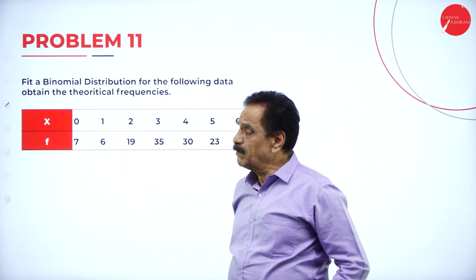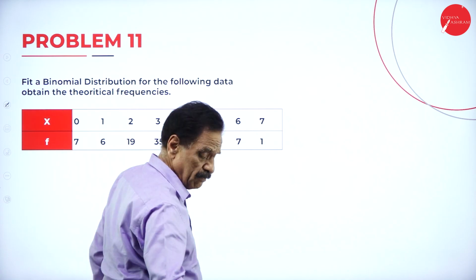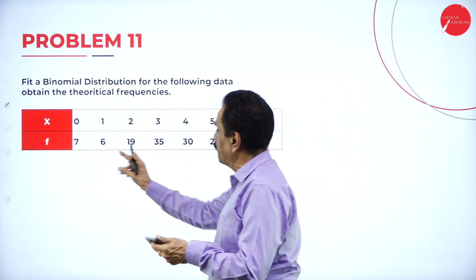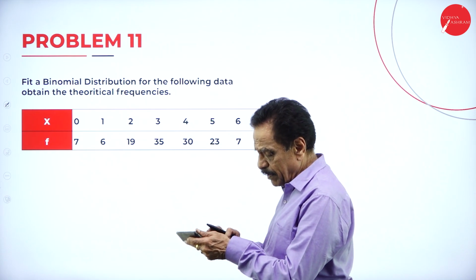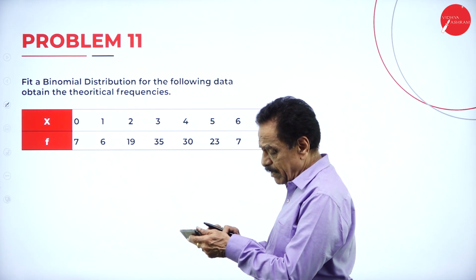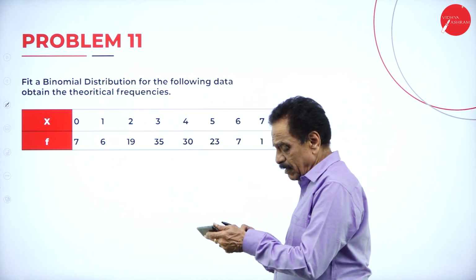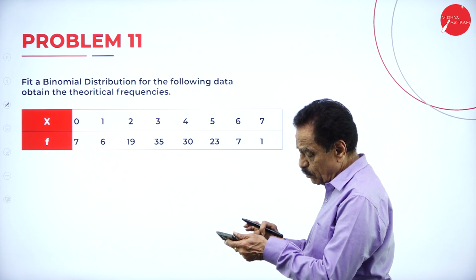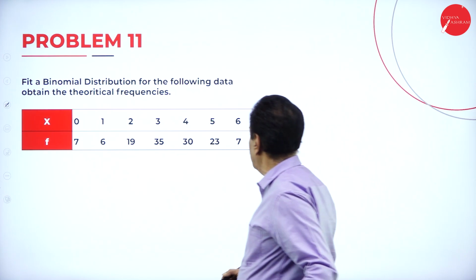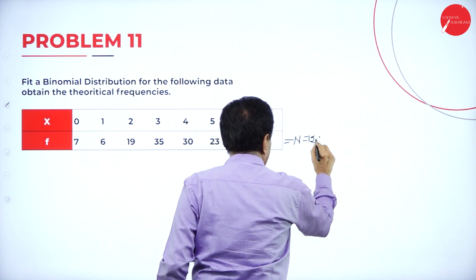Same procedure, but carefully. There are 7 figures given. Frequency is there. First, we'll add the frequency. 7 plus 6 plus 19 plus 35 plus 30 plus 23 plus 7 plus 1. It is 128. N is 128.